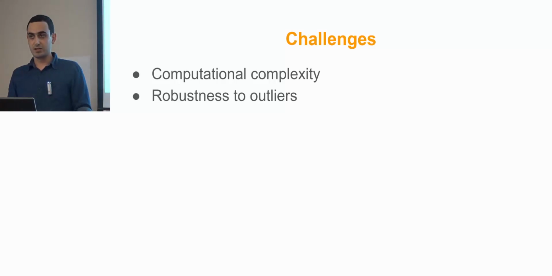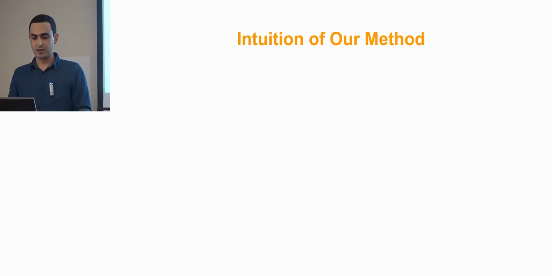And we want the data selection algorithm to be robust to outliers, meaning that if you add non-representative or outlier samples to your data set, we want the data selection algorithm to be robust to this perturbation. And also we want the algorithm to be as general as possible, meaning that you should be able to apply it to different data sets and different applications without much effort and without much tweaking.